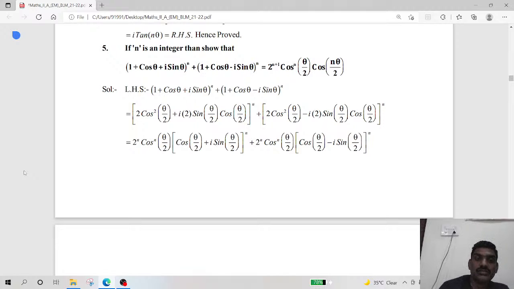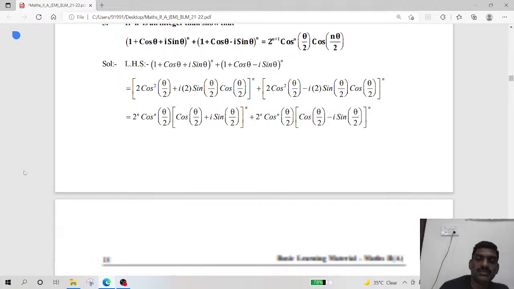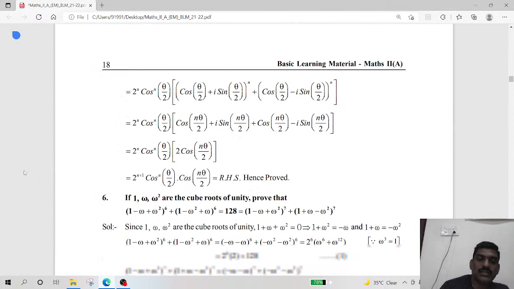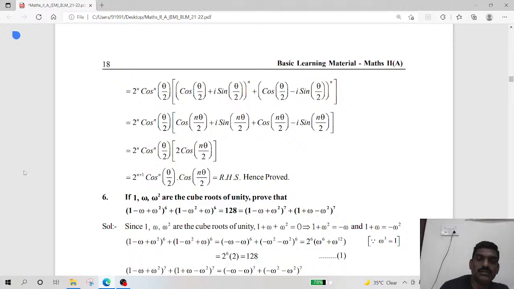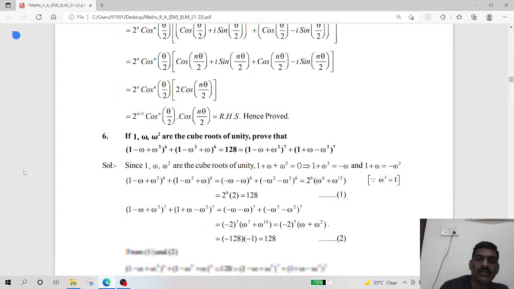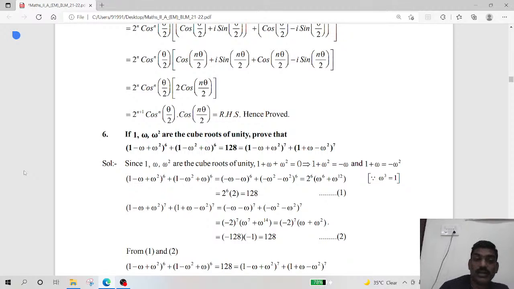1 + cos θ is 2 cos² θ/2. Again in the second also, 2 cos² θ/2. And sin θ is what? The submultiple formula for sin θ is 2 sin θ/2 cos θ/2. Okay. Again, take out what is common and simplify the remaining. I hope the imaginary parts get cancelled. Then the remaining real parts left are 2 times cos nθ/2. Okay, hence LHS is equal to RHS.